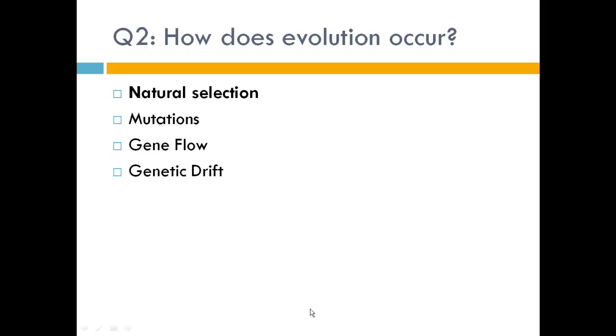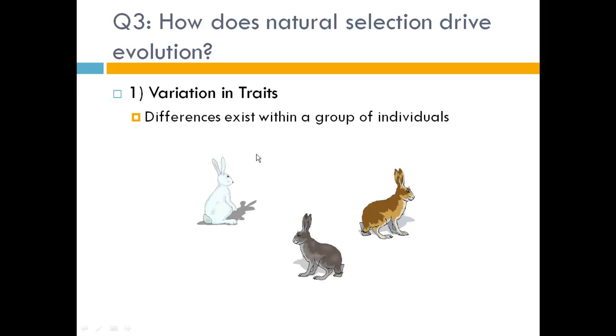There are 4 ways that evolution can occur. We're going to be discussing this first way, natural selection, today. We'll be discussing mutations, gene flow, and genetic drift at another time. So let's talk about how natural selection occurs. There are several steps that need to occur before we can have natural selection. And the first is simple. We have differences within a group of individuals. So we can see in this population of rabbits, we have white rabbits and gray rabbits and brown rabbits. Those are our variation in our traits.